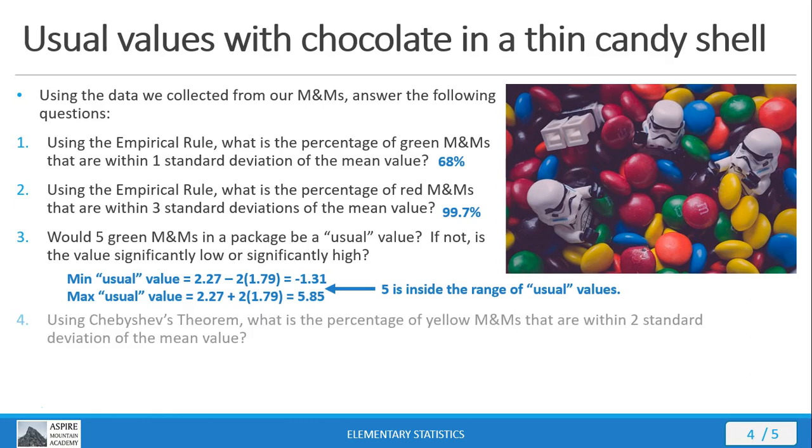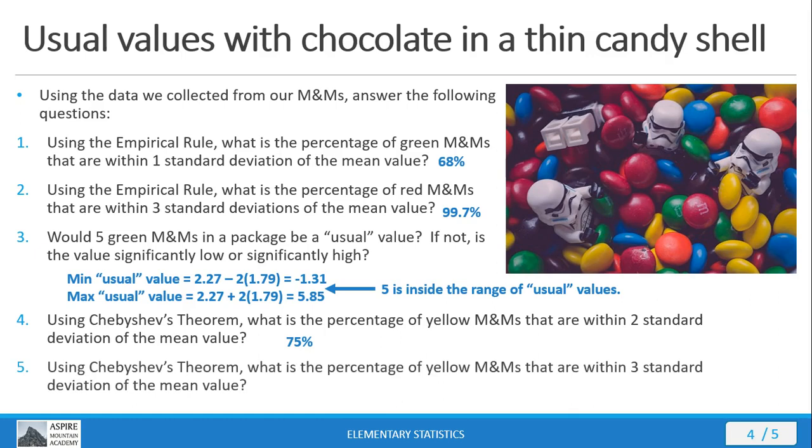Now, using Chebyshev's theorem, what is the percentage of yellow M&Ms that are within 3 standard deviations of the mean value? Well, I hope you said 75%. If not, it's flashcard time. Note the color here doesn't matter. The particular data set does not matter. Chebyshev's theorem applies to any distribution, so just memorize the predictions and you should be good.